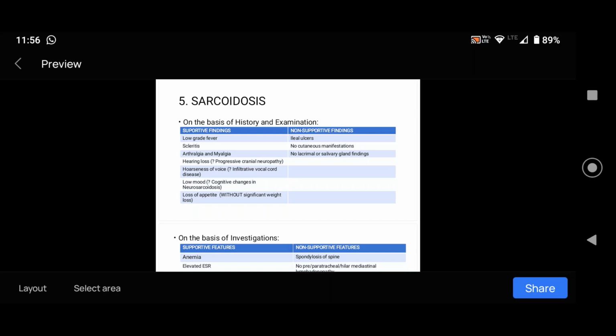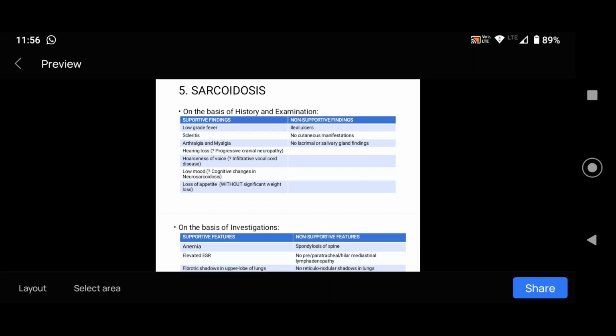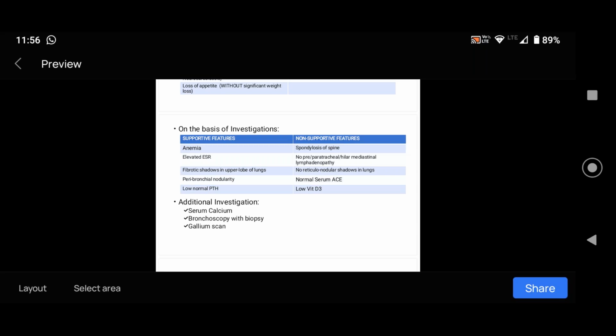But then the non-supportive findings is that once again we can't explain ileal ulcer. The patient does not have any cutaneous manifestations, does not have any lacrimal gland or salivary gland manifestations. Then in the investigation, the patient has anemia, which goes in favor of any chronic disease, elevated ESR also. Fibrotic shadows in the upper lobe of the lungs. Initially, we thought it could be pulmonary tuberculosis, but also we see that sarcoidosis people also have mostly upper lobe involvement of the lungs. Also, we saw peribronchial nodularity, and peribronchial nodularity, one of the differentials is sarcoid, after all the infective causes.